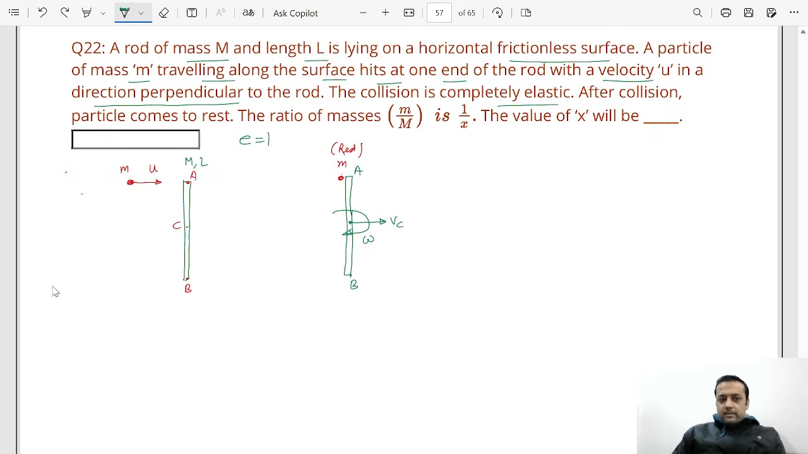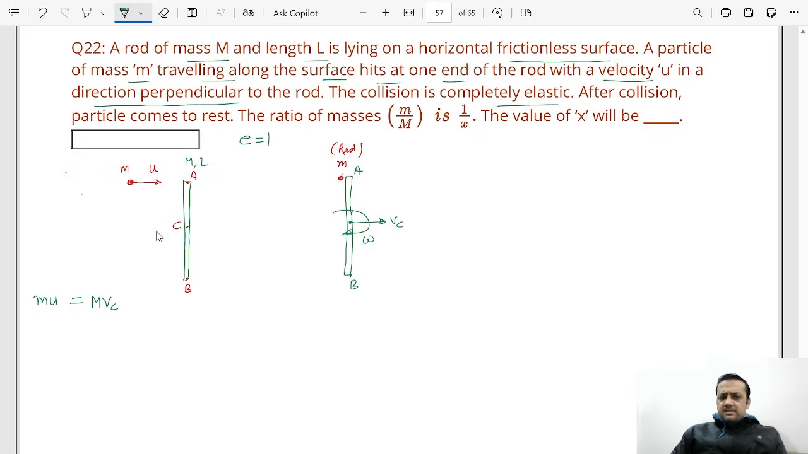So the particle has a momentum of small m into u. The rod did not have any momentum. Finally, the particle is at rest, but the rod has a momentum of capital M into v center of mass. Okay. So basically, this is how you write the momentum. That is the momentum equation. Then we will write the angular momentum conservation equation.